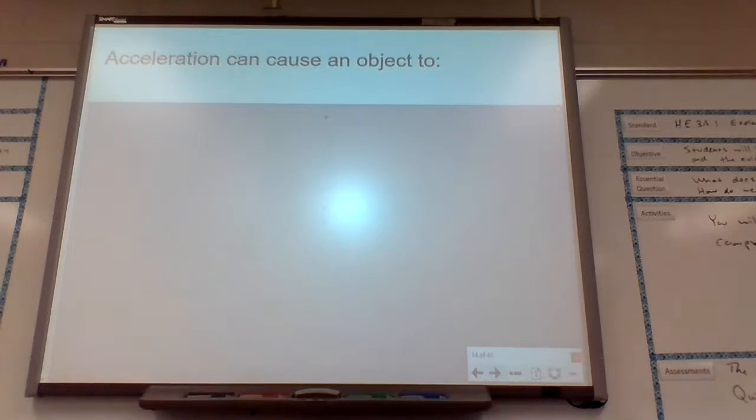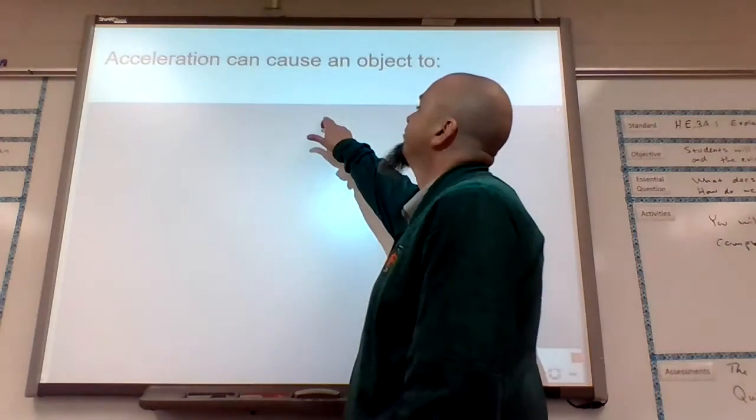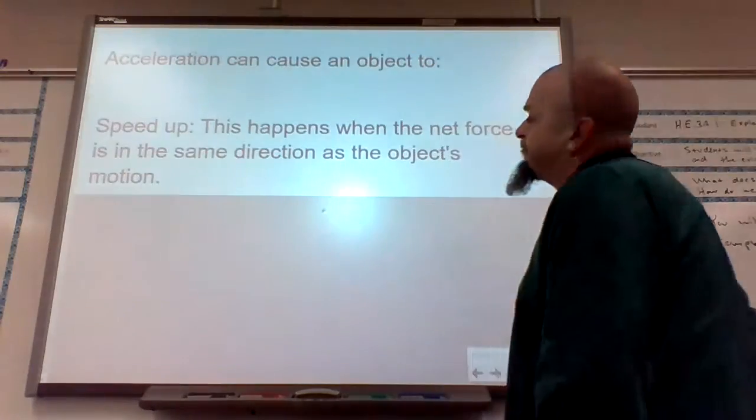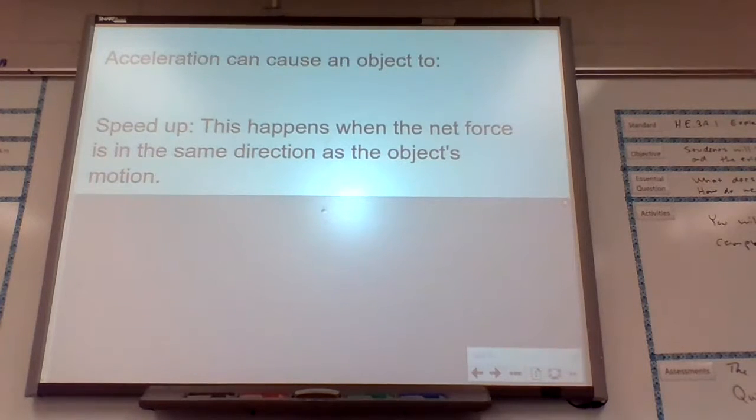There are basically three things that can happen to an object when it accelerates, whenever a net force is applied to it. That object can speed up. This happens when the net force that's applied to the object is in the same direction as the object's motion. So if the object is moving to the right, and the net force is to the right, it'll speed up. If the object is moving down and the net force is down, the object will speed up.